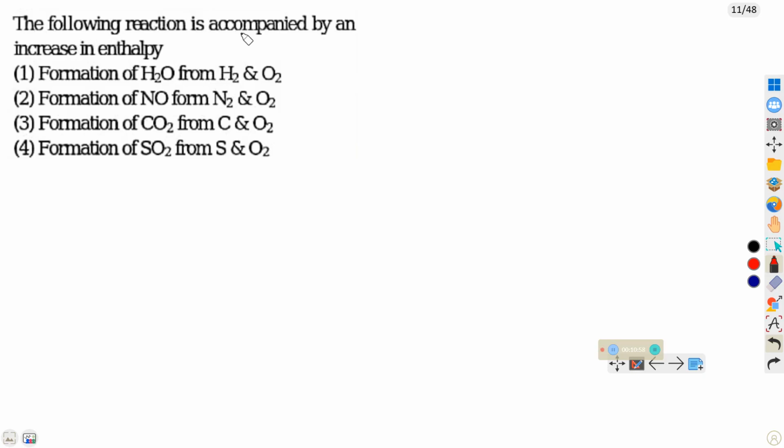The following reaction is accompanied by an increase in enthalpy. That means delta H value is positive. Which of the following is an endothermic reaction? Formation of H2O from H2 and O2. This is an exothermic reaction because it is a combustion reaction.